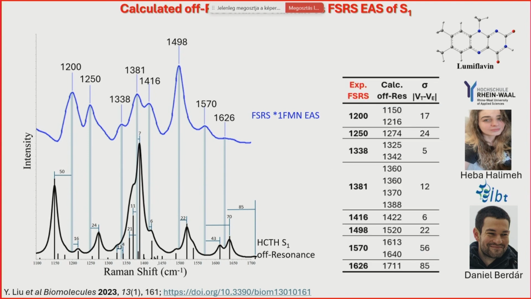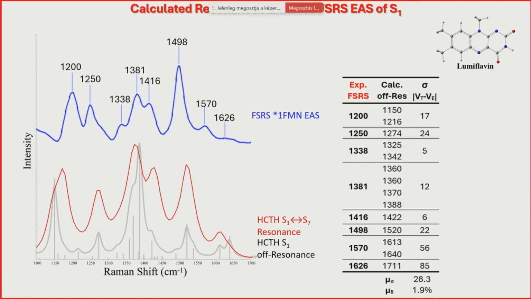And we can tabulate these results: the experimental values here, the associated calculated peaks here, and their deviation, and do some small statistics. It gives us a 28.3 value for the average deviation, and the percent error is about 1.9. Now we can calculate also the resonance. As we've seen before, the S7 was in resonance for this particular level of theory.